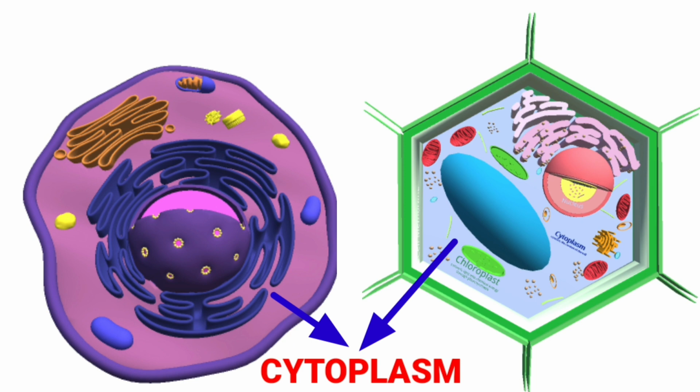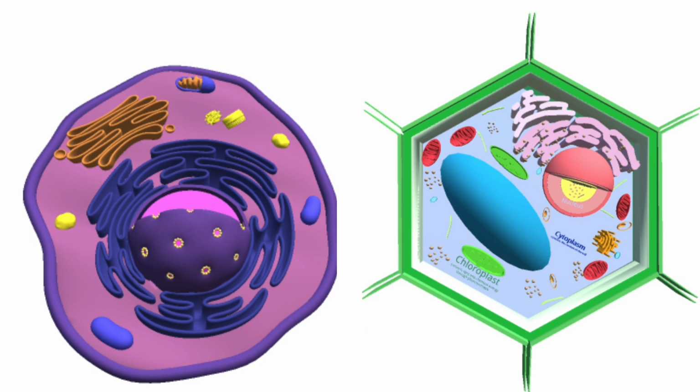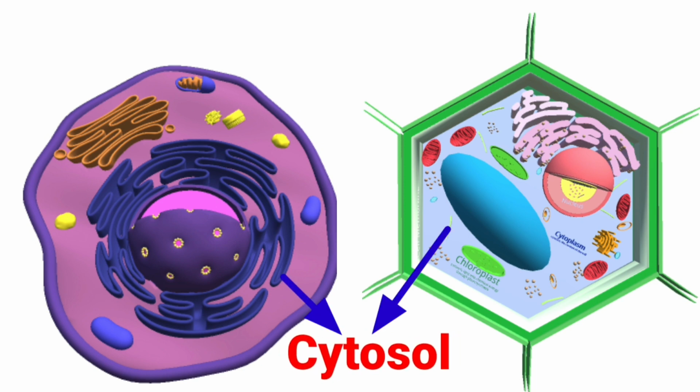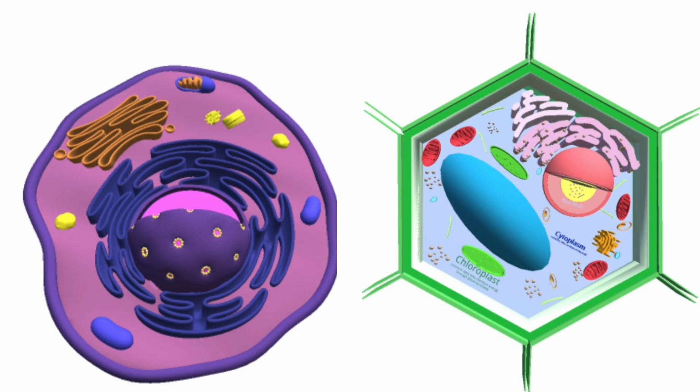Cytoplasm has two parts, cytosol and cell organelles. Cytosol is the fluid part of the cytoplasm. It consists of a number of substances such as water, ions, enzymes, vitamins, amino acids, carbohydrates, lipids, proteins, etc. It carries out a number of metabolic reactions.